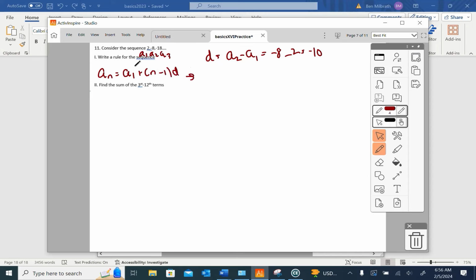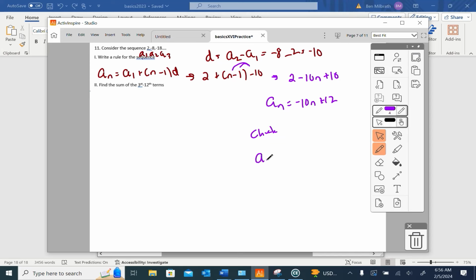So the first term is 2. When I have n minus 1, the difference is negative 10. And I'm going to distribute that negative 10 in. It's through multiplication. It becomes 2 minus 10n plus 10. Notice that? Minus 10n plus 10, negative times negative. And the full result is we have negative 10n plus 12. Now, by the way, you should check this.